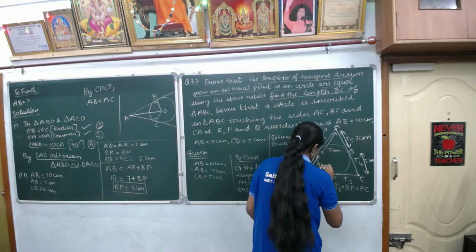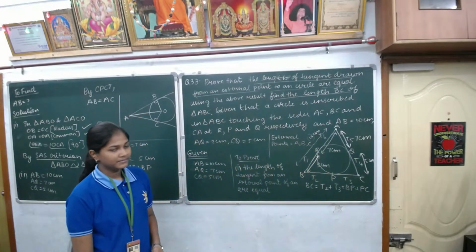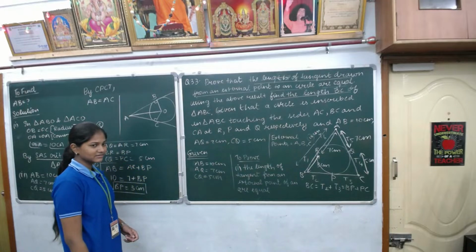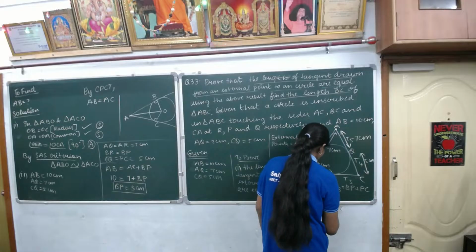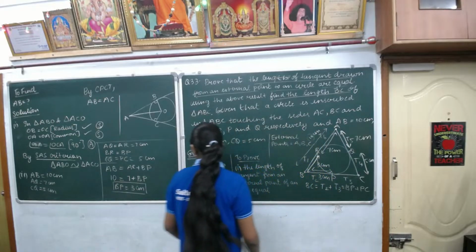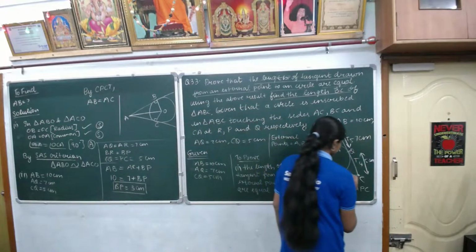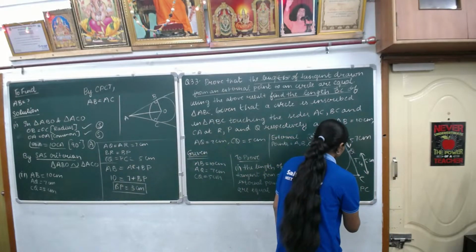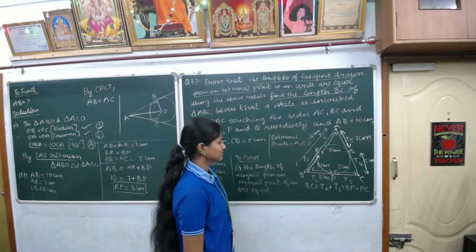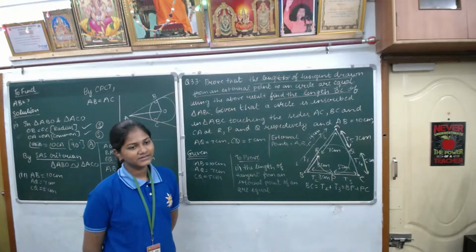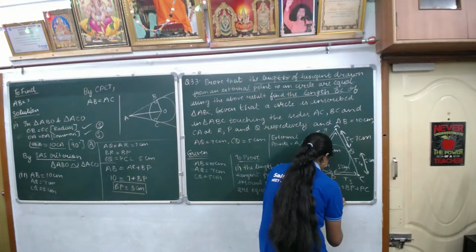Very good. Once you find BR, BP is also the same, so that is also 3 centimeter. You can mention that. Super. And it is already given that CQ is 5 centimeter, so CP is equal to CQ, which should be 5 centimeter. Therefore BP plus PC, that is 3 plus 5, is equal to 8. Finished. Done. Good.